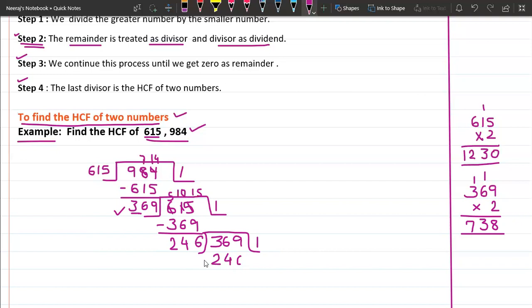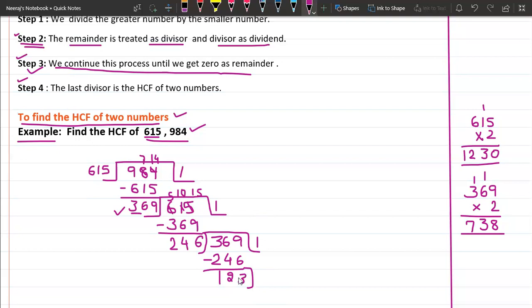Now again you need to subtract. 9 minus 6 will be 3, 6 minus 4 will be 2, and 3 minus 2 will be 1. And now again it is becoming a remainder. So you have to continue this process until you get 0 as a remainder. This is step 3. So we need a 0. For it we are dividing the numbers continuously. So once you get the remainder, then we will see what will be the result.